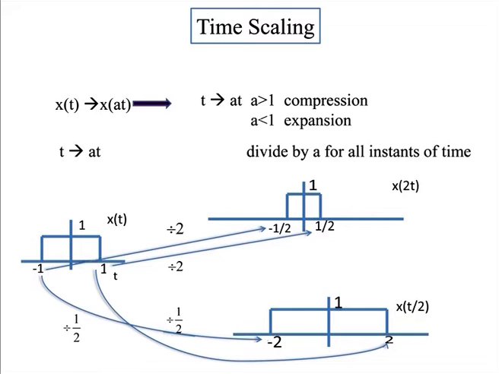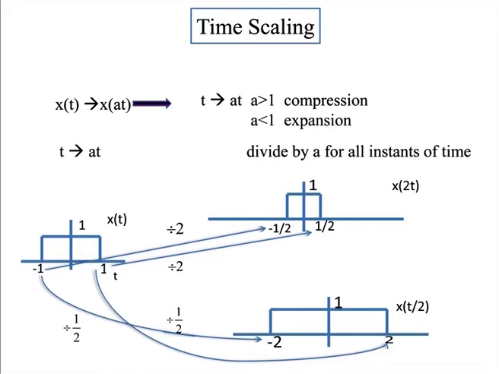Suppose in the figure below, x(t) is 1 between minus 1 and 1. If a is equal to 2, it means we are dividing by 2. So, t at 1 is shifted to 1 by 2 and t at minus 1 is shifted to minus 1 by 2. It means x(2t) is now shrinking, meaning compressing in the time scale.